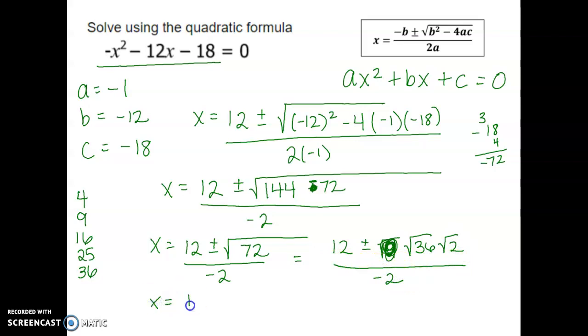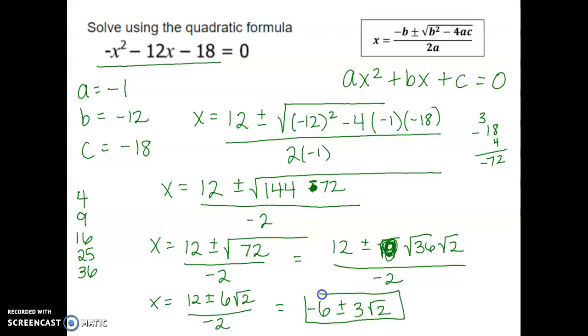So this is going to be 12 plus or minus. Now, square root of 36 is 6. Square root of 2, I don't know, so we're going to leave it like that. And now the only thing I could do is divide both of these whole numbers by negative 2 to make it a little more reduced. But that's really all I can do. So one answer would be negative 6 plus 3 square root of 2, and the other would be negative 6 minus 3 square root of 2.